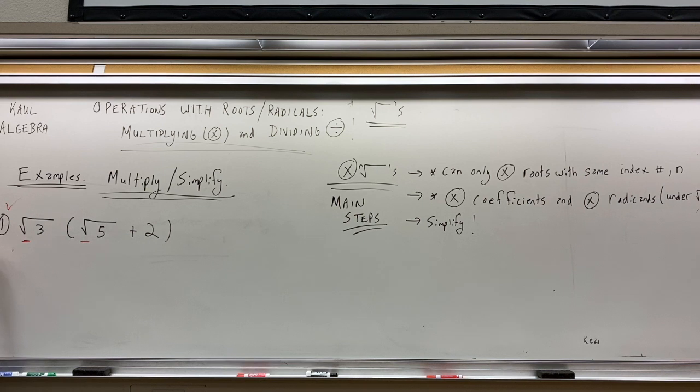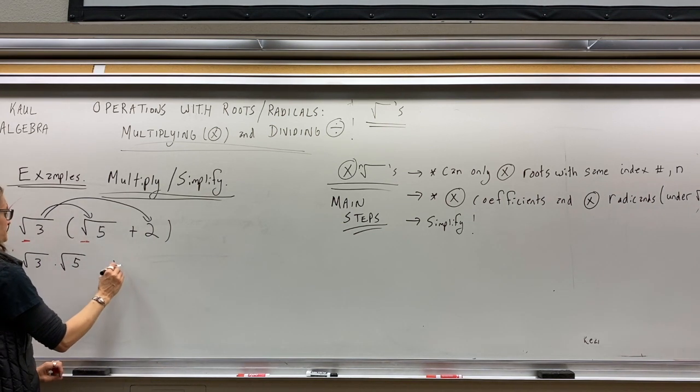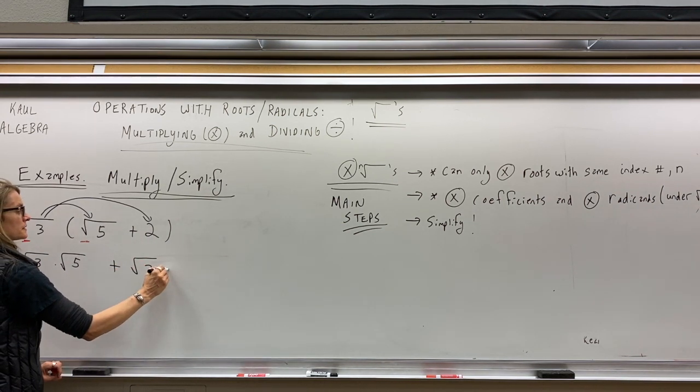Okay. So the way we go about doing this is we say, okay, we're going to multiply the square root of 3 times the square root of 5. So we're going to distribute this just like we would a regular problem. So the square root of 3 times the square root of 5, you can do those two, same index number. Then we want to multiply the square root of 3 times this plus 2 here. Distribute it like we did before. So we're going to say plus the square root of 3 times 2.